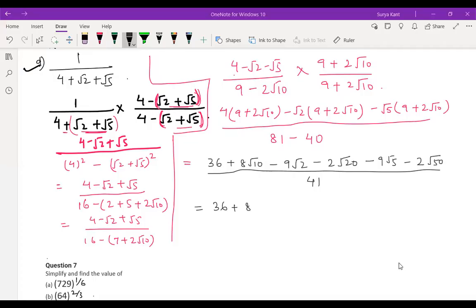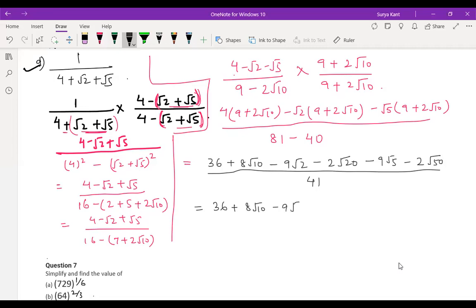2 root 5, you are saying? Yes, 2 root 5. 10 is root 10 only, no? You can't write 10 root 5 and all. 10 is root 10 only, you can't change. 2 5 is 10, yeah.